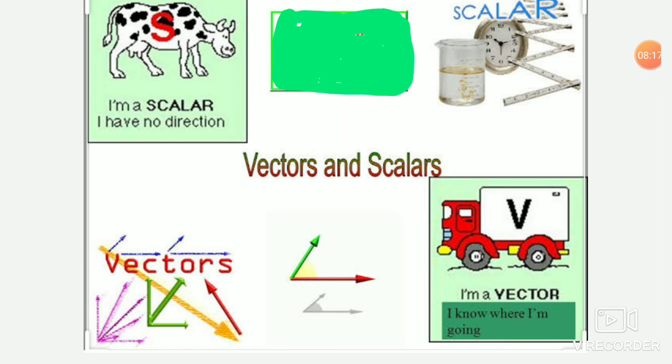Now see, this cow is indicating the scalar quantity. He is telling that I am a scalar, I don't have any direction. Now this van is indicating vector quantity, it is telling I am a vector, I know where I am going, I know my direction, I have a particular direction. So this is the difference between the scalar and vector quantity. You people have to only know about this much.